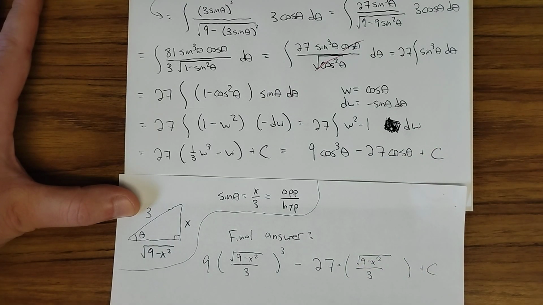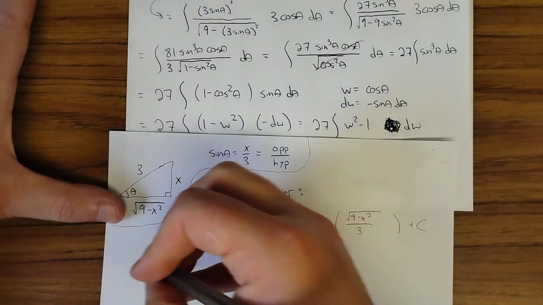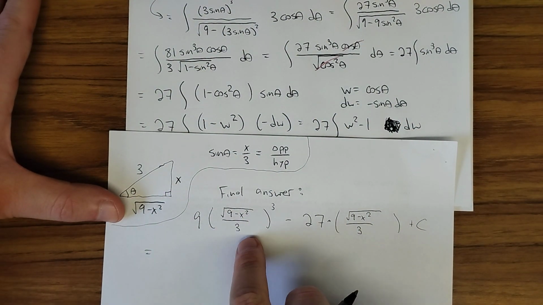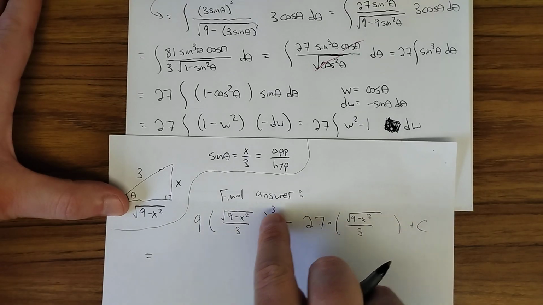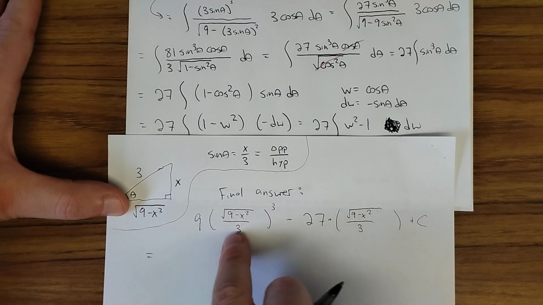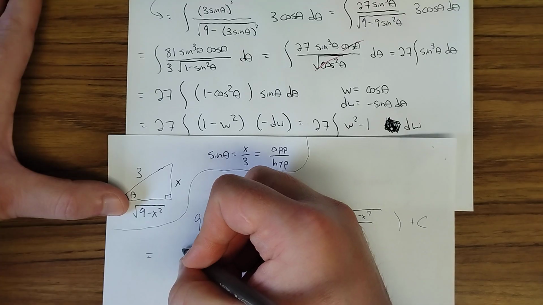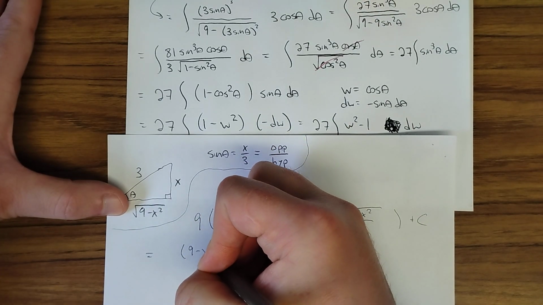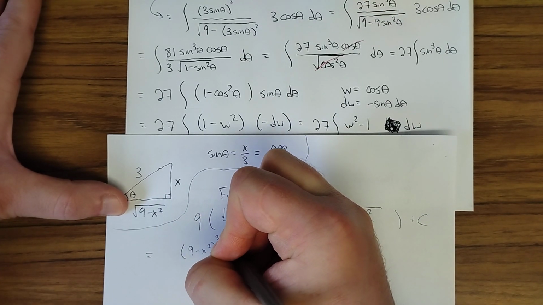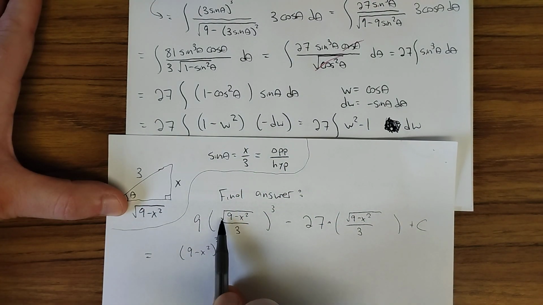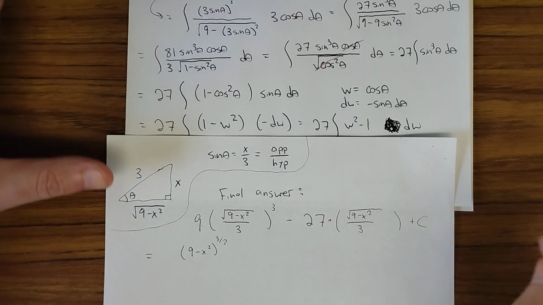Plus c. And okay, I said that was the final answer, but let me just clean it up a little bit, because 3 cubed is 27, and I can cancel that with a 9, so I'm going to get 9 minus x squared to the 3 halves, because this is like a 1/2 power, and then I cube it, and it's a 3 halves power.